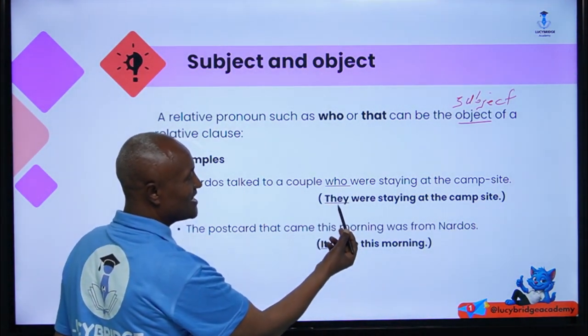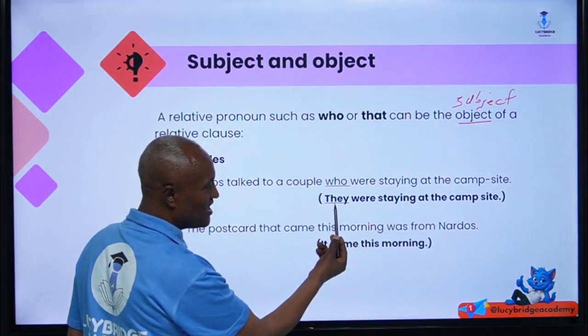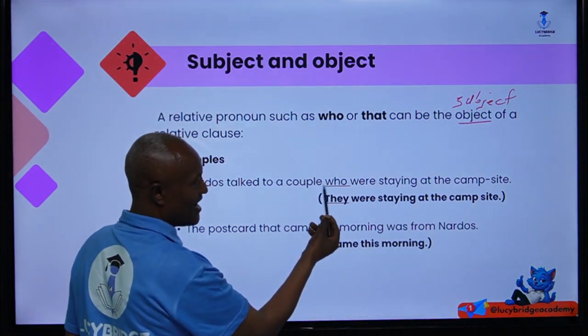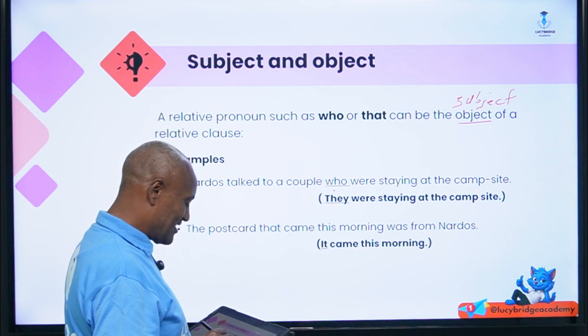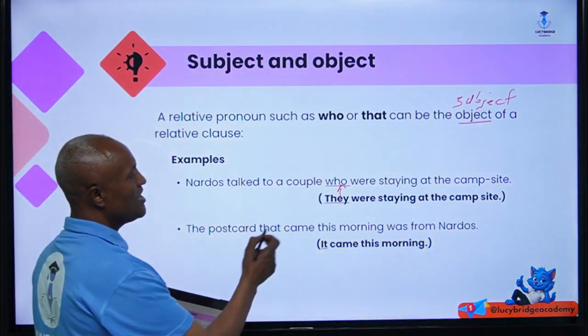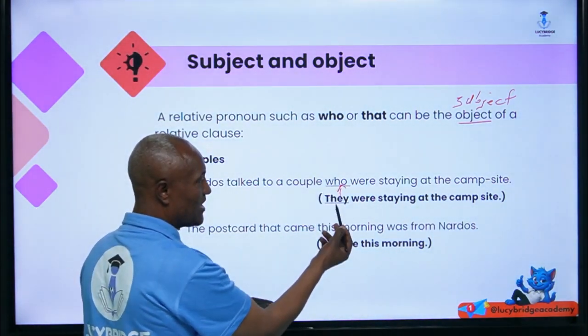So let's see here. Nardos talked to a couple who were staying at the campsite. Now look at this sentence: they were staying at the campsite. They serve as what? As a subject here. And when we write it as a clause here, they is replaced by who. Therefore, this who serves as a subject, because it replaced the subject they.